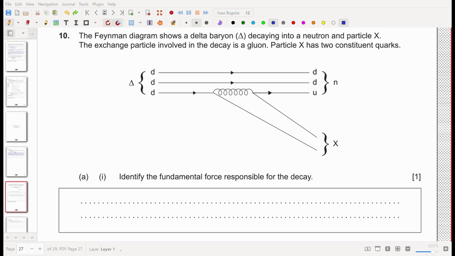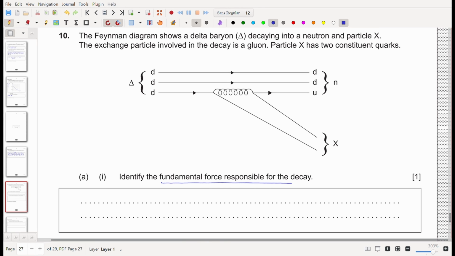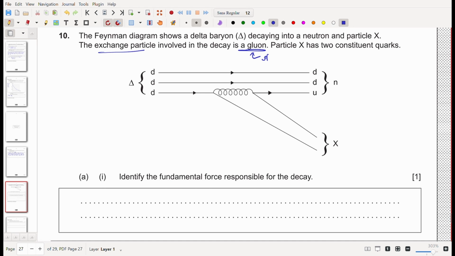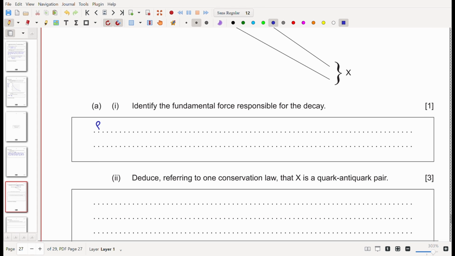Question number 10. We're given a Feynman diagram and we're asked various questions about it. Number 1. Identify the fundamental force responsible for decay. From the question, we see that the exchange particle is a gluon, and a gluon is only responsible for the strong nuclear force. So let's write that out here. Strong nuclear force. That's it.